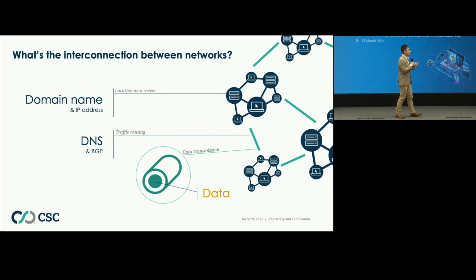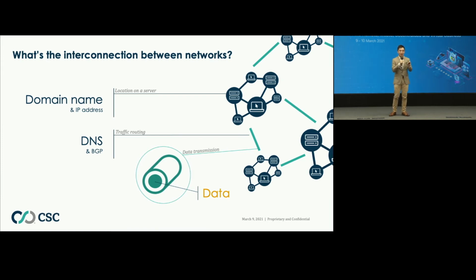Now, what is inter-network security? When we think about inter-network, we have to think about how the internet is actually structured. There are a couple of things intrinsic to the structure of the internet. The first is where to reach your target, which would be your domain name and the IP address behind it. The second is how to actually find that address in the first place. That would be the DNS and the BGP, which determine the routing of the traffic.